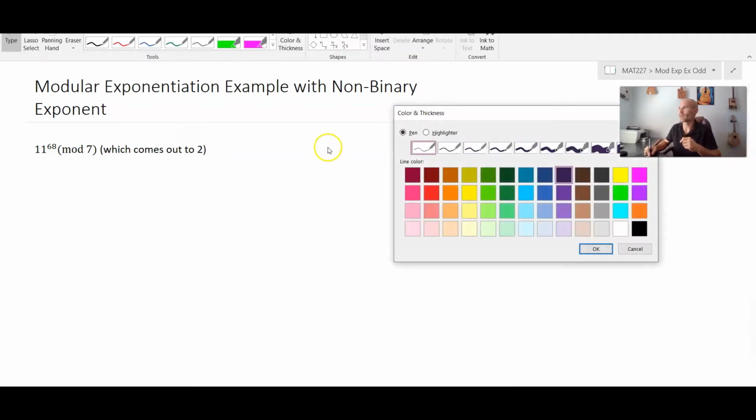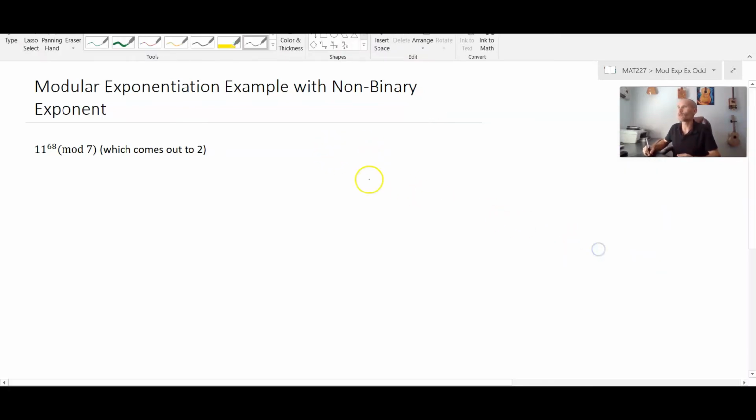What I'll start off by doing first of all is relating the fact that we have our binary values: 1, 2, 4, 8, 16, 32, and 64. Now, I could go up to 128, but that's too large, so we're going to stop at 64. Now, 11 to the 68th could be written as a product of values. It could be written as 11 to the 64th.